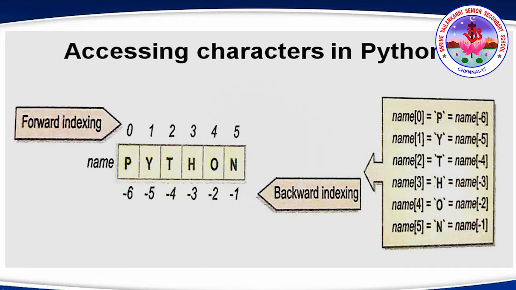Actually, indexing is nothing but giving the position. Like position is index plus 1. If P is in the 0th index, then P is in the first position, that is the first character.